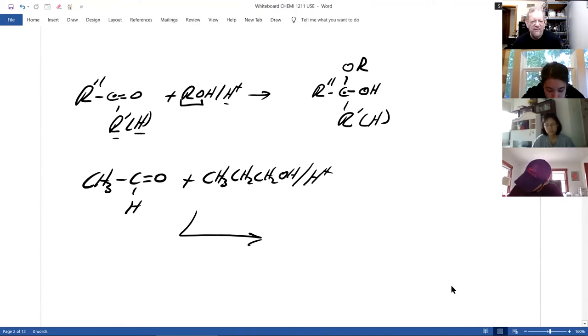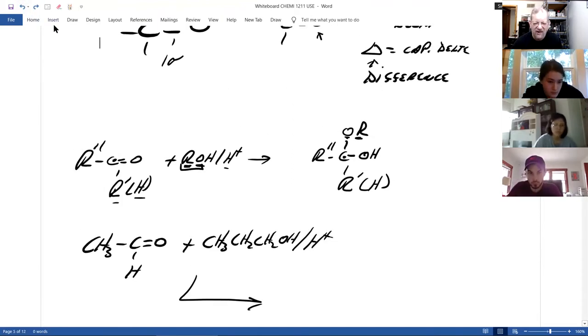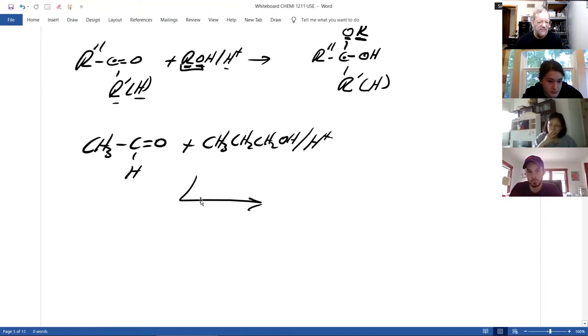And remember, the carbon with the hydroxyl group is the carbon in R with the oxygen bonded to it. Again, the carbon in the alcohol with the oxygen hydroxyl group is the carbon here that the oxygen is bonded to. So let's take a look at the following.